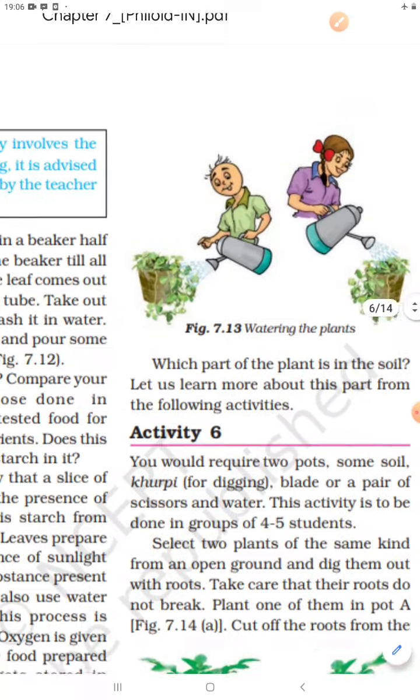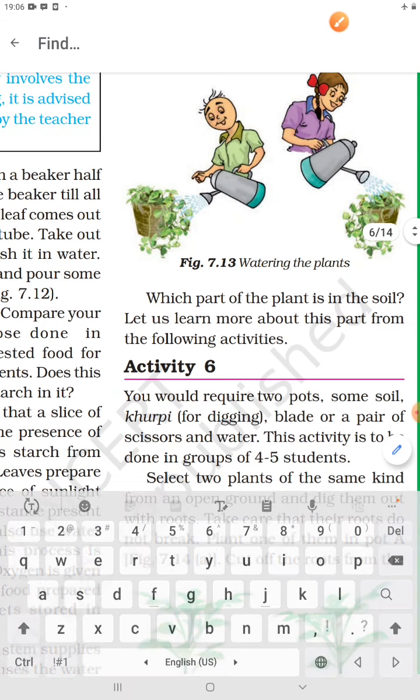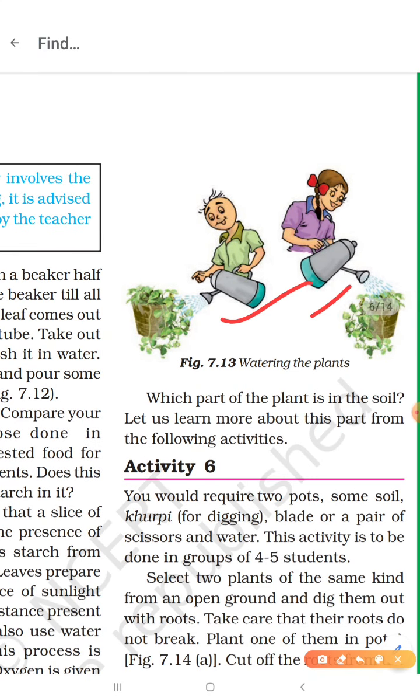Okay dear students, you can see here there are two kids. They are watering the plants. You can see here they are watering the plant. What do you think? Who do you think is watering their plant correctly? Which part of the plant is in the soil? This question should arise in your mind.